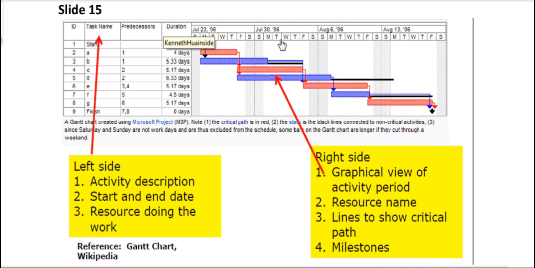You can present the resource name, the lines to show the critical path. So this is the red line and the milestone. Remember, the milestone is the delivery date.